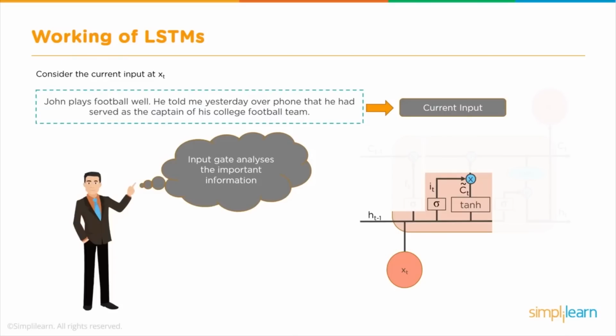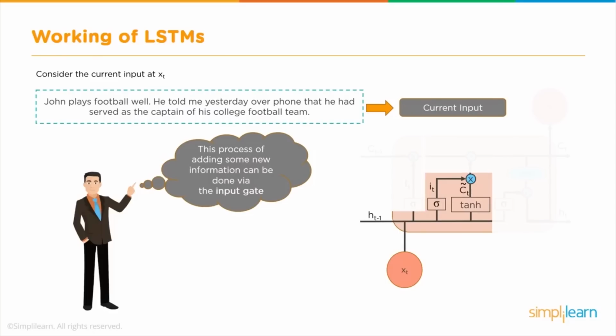Let's take a quick look at what this looks like from the human standpoint, as I step out of my suit again. Consider the current input at x of t. John plays football well. He told me yesterday over the phone that he had served as a captain of his college football team. That's our input. Input gate analyzes the important information. John plays football and he was a captain of his college team is important. He told me over the phone yesterday is less important, hence it is forgotten. This process of adding some new information can be done via the input gate.